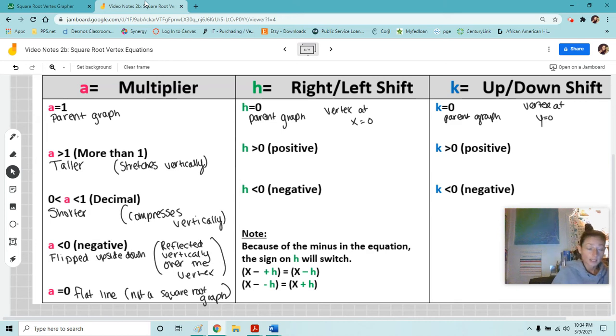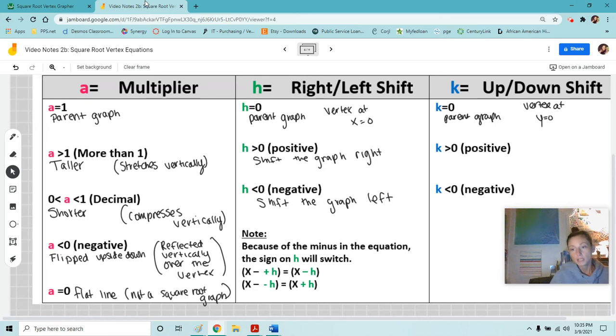So I'm going to go back into here. When h is positive, that is going to shift the graph right. And when h is negative, that shifts the graph left. So it just moves that vertex right or left.